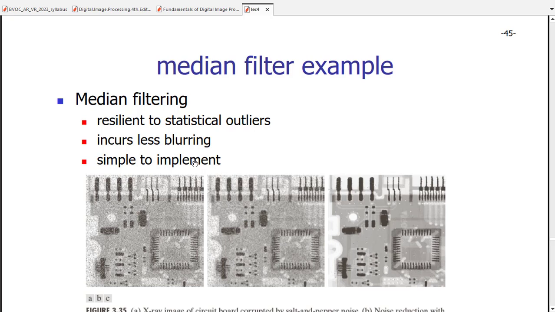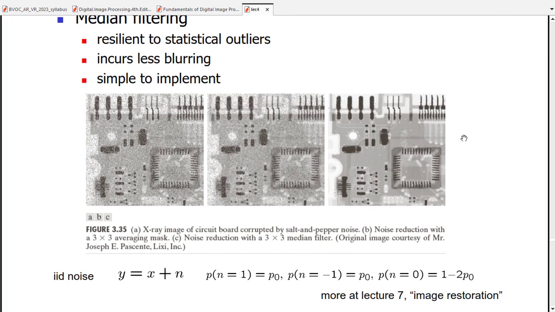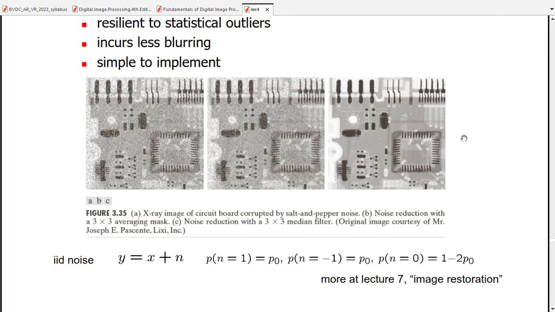It's an X-ray picture of a circuit board, corrected for salt and pepper noise: noise reduction with a 3 by 3 average mask, and noise reduction with a 3 by 3 median filter. In these cases, we see the types of filtering techniques.